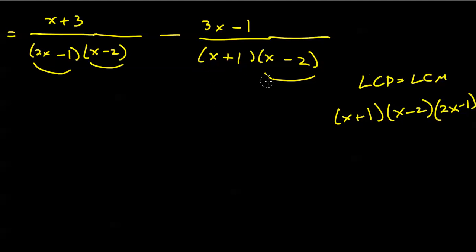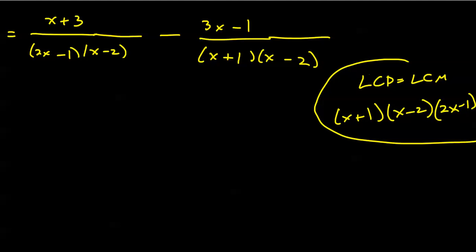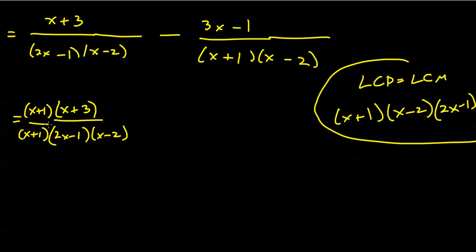Alright, so I claim this is the least quantity that contains all factors of each denominator. So I'll need to make some adjustments as I express equivalently with a common denominator. Alright, so I'm going to take this first expression, multiply top and bottom by x plus 1, which I can do to maintain equivalency. On the second rational expression, I'm going to multiply top and bottom by 2x minus 1, because that's the missing factor in my second denominator.